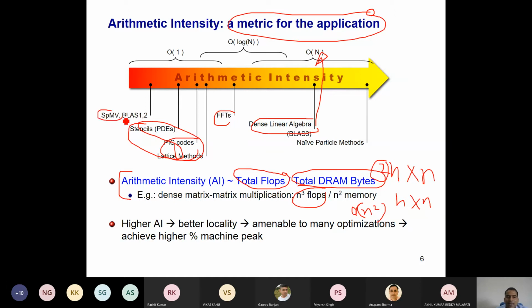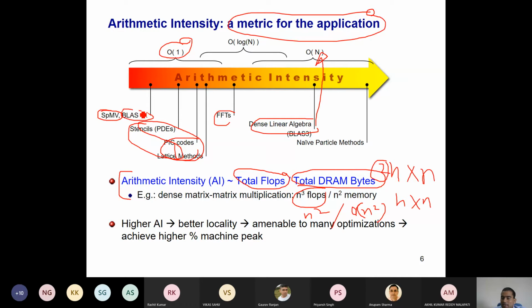Now there is sparse matrix vector multiplication, and dense matrix vector multiplication. For them it is order of 1. That means whenever you're doing matrix vector multiplication, the number of computations is also n square. So n square divided by n square is order of 1.